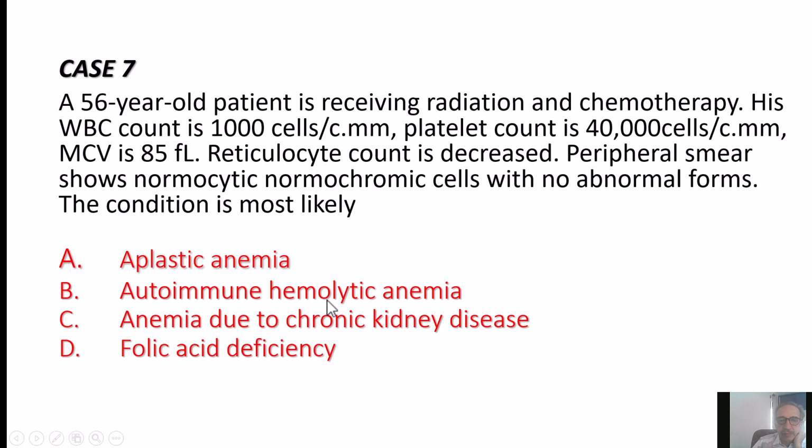Hemolytic anemia: there should be an increase in the reticulocyte count if it's hemolytic. Anemia due to chronic kidney disease: there should be erythropoietin deficiency and other cells will not be affected. WBC and platelet counts will not be affected. In chronic kidney disease, erythropoietin, a typical growth factor for erythropoiesis, is lacking. Folic acid deficiency, of course, will give a megaloblastic picture, with macrocytic cells and hyperchromic cells. So it is aplasia, typical aplasia, very common after radiation chemotherapy.